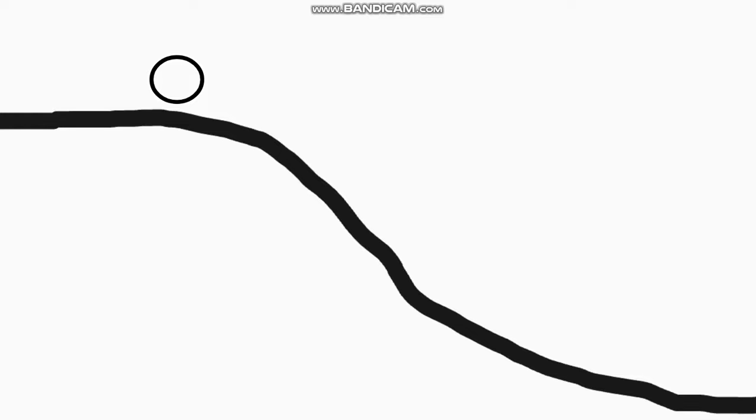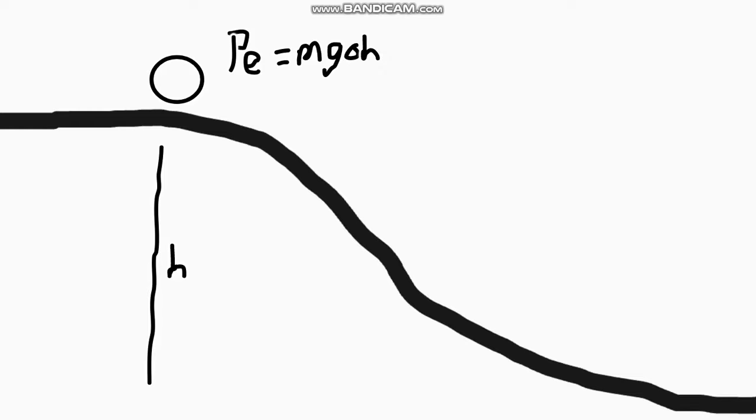So for example, if I had this ball on a hill and it is a height h above the ground, it would have potential energy right at this point because potential energy is equal to mass times gravity, which is 9.8, times the change in height, and has an inclination to roll down the hill.